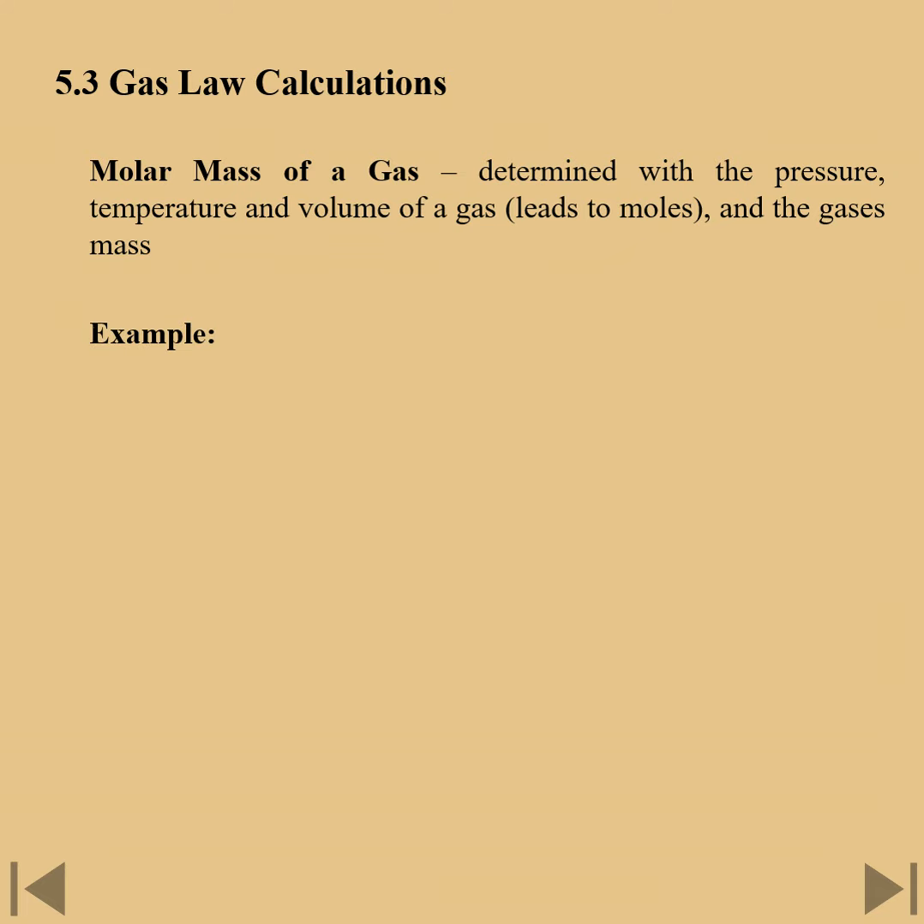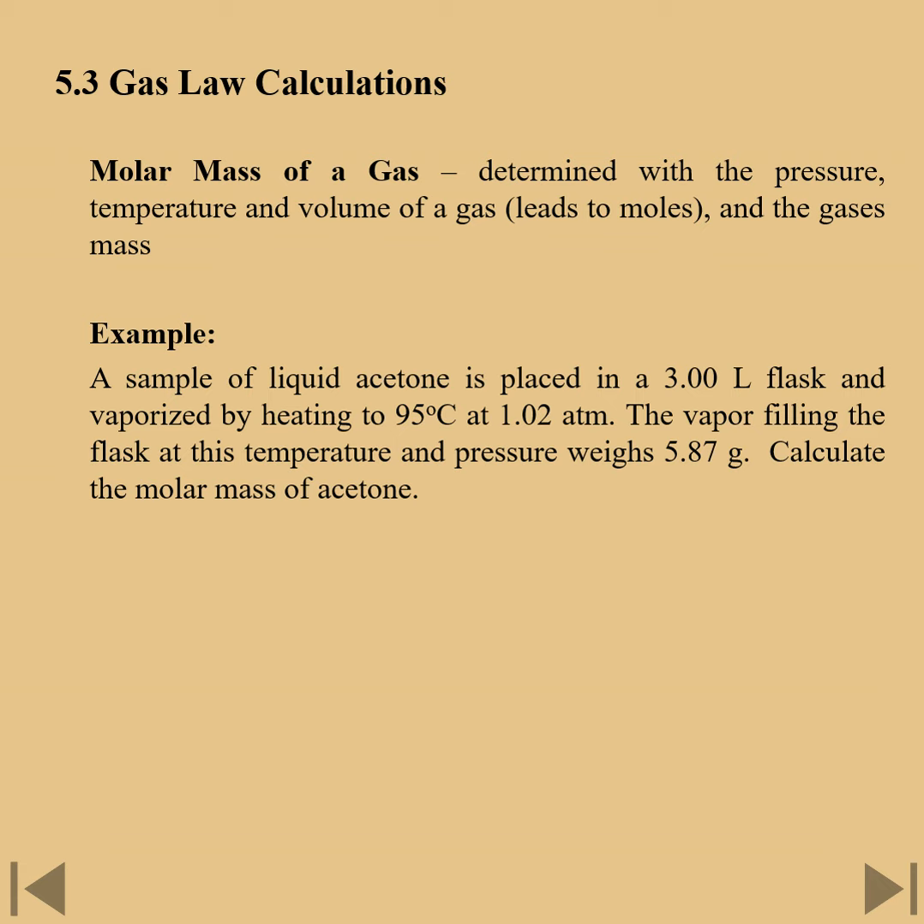Let me show you an example where we have a sample of liquid acetone placed in a 3-liter flask and vaporized by heating to 95 degrees C at 1.02 atmosphere. The vapor filled in the flask at this temperature and pressure weighs 5.87 grams. What is the molar mass of acetone? We're using our units, at least our gas law variant of units, starting with step 1, we're after grams per mole. Fortunately, step 1 never changed. Step 2 changed because when we're using gas law information, we're going to throw out that big denominator line.